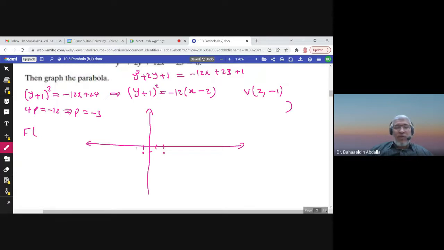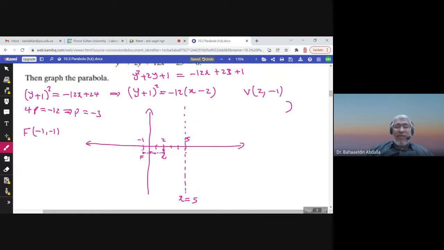So the coordinates of the focus would be x is negative 1 and y is negative 1, because the distance between the vertex and the focus is equal to absolute value of p. And I go 3 units to the right, and I'll have the directrix. So this is the graph of the directrix. And the equation of the directrix would be x equals 5. And the parabola opens to the left.